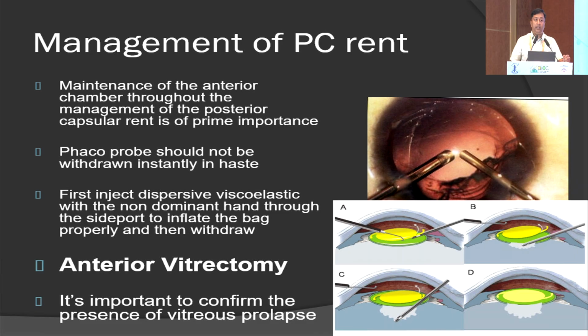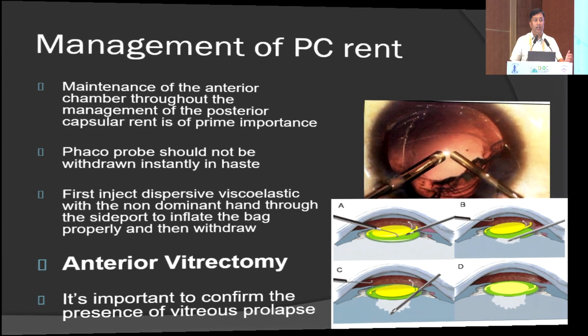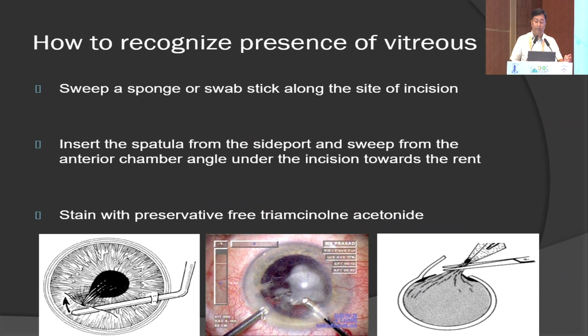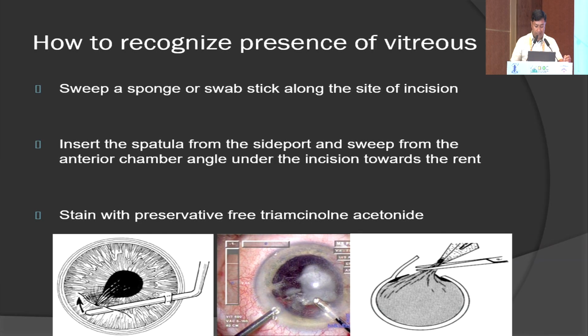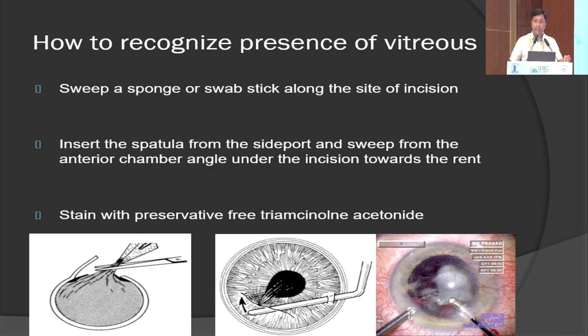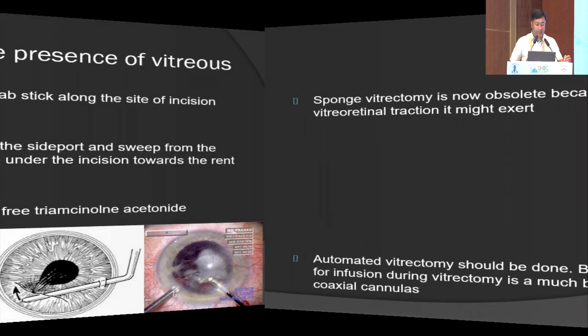To find out whether vitreous is there or not, then you need to go for anterior vitrectomy. So how to recognize if vitreous is present or not? You can touch a sponge or a swab on the side of the incision. If the vitreous has come beyond the incision line, you come to know about the presence of vitreous by movement in the anterior chamber. You can insert a spatula from the side port and sweep, or the best is to stain with triamcinolone. So whatever amount of vitreous is there inside the anterior chamber can be seen.